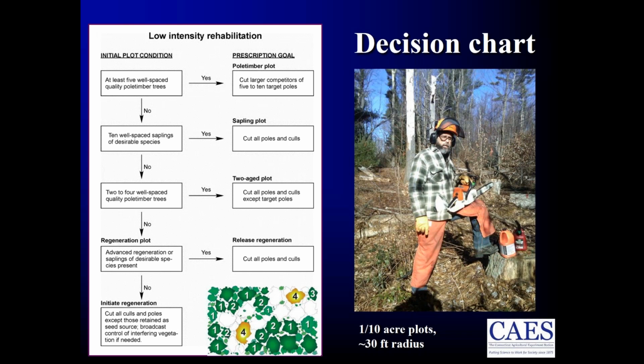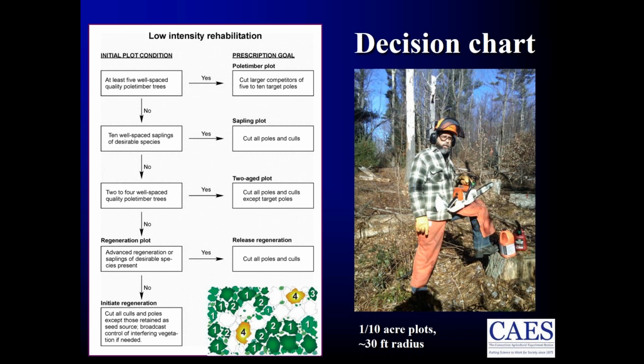So what we looked at is, are there at least 5 quality pole-spaced trees per acre? If there were, cut all the larger competition, those 5 to 10 target poles. That would give us 50 to 100 potential crop trees when the stand was mature.